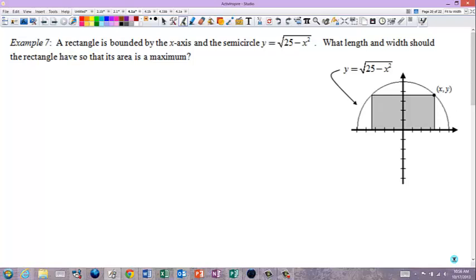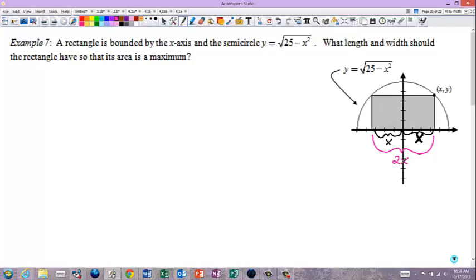Okay, so if we look at our rectangle over here, and we just say that this value is x, because we don't know how far it is from the y-axis, then this little value is also going to be x because it's the same distance away from both sides. So my length of my rectangle would be 2x.